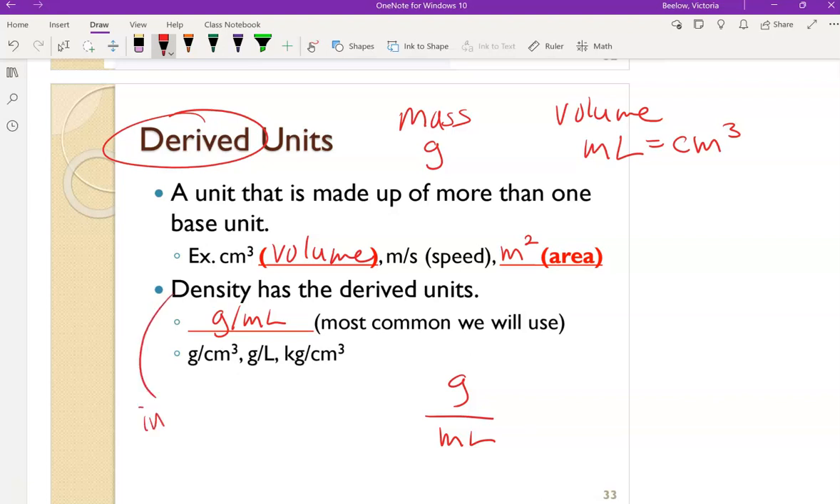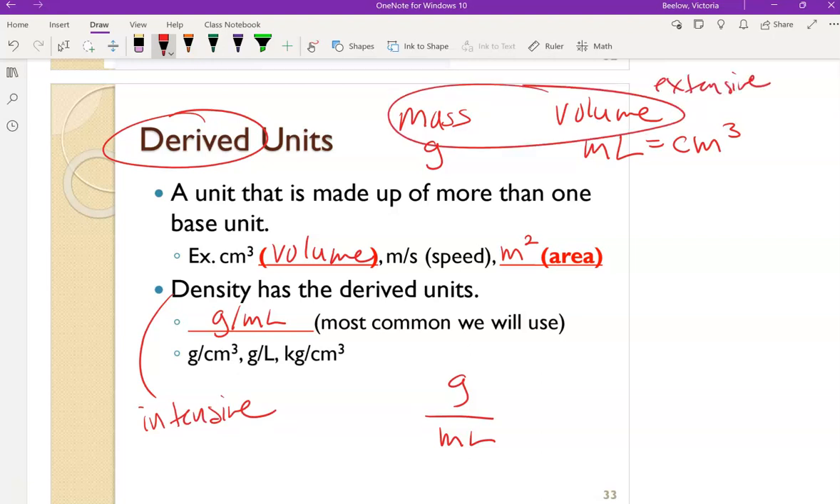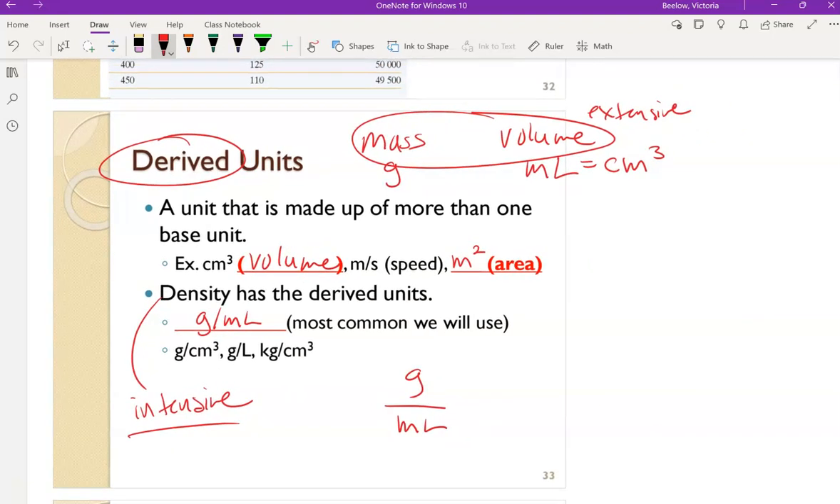And density is actually an intensive property, versus these two, which are extensive properties, because density doesn't change with the amount of substance present. If you have 5 gallons of water versus 5 cups of water, water's density is always 1 gram per milliliter. The density of water doesn't change with its amount. So that's why density is an intensive property.